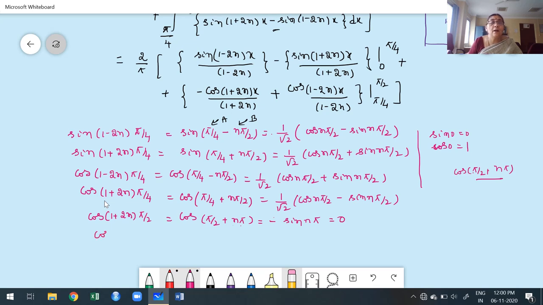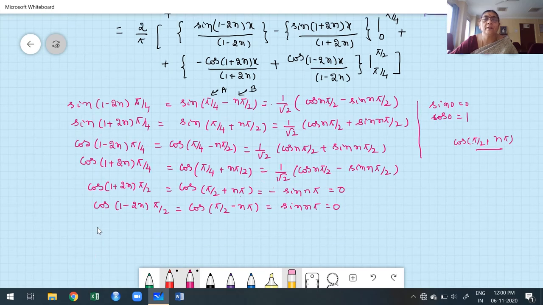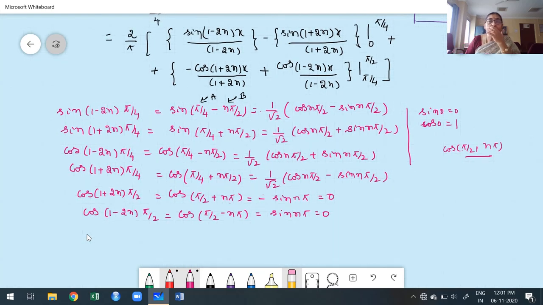Similarly, cos of (1 minus 2n) into pi by 2 is nothing but cos of pi by 2 minus n pi, 2 cancels. Now here, cos of pi by 2 minus theta is sin theta. What is theta? n pi, sin n pi. What is sin n pi? It is 0. This way I have to do it. This shows that the pi by 2 value for cos must be 0 in both cases. Carefully I have to apply the upper and lower limit for this.